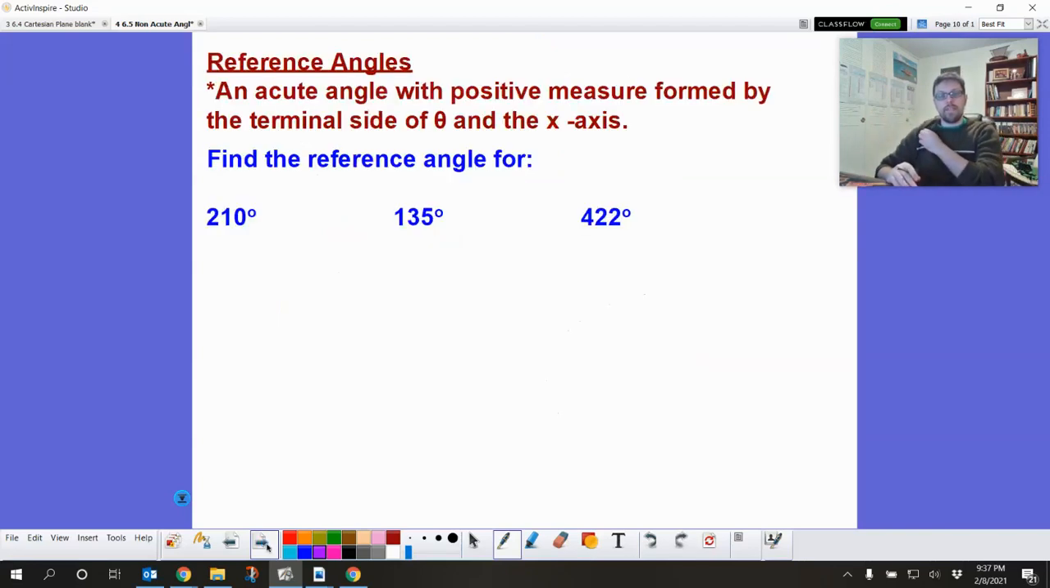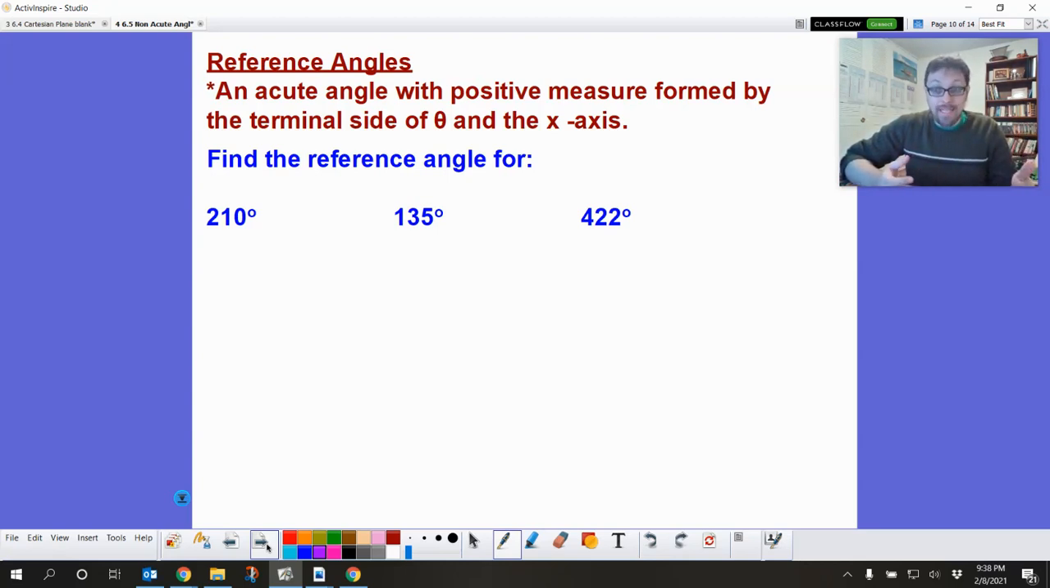Now, I've been dancing around this idea of reference angles, so let's really get into that idea of a reference angle. Reference angles are always acute angles with a positive measure formed by the terminal side of our angle and the x-axis. The idea is these things are always an express trip to the x-axis. They're not going to follow our regular angle talks. That's why they're called reference angles, not just angles.